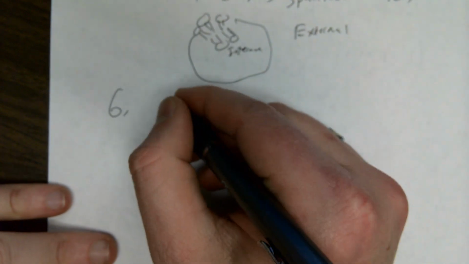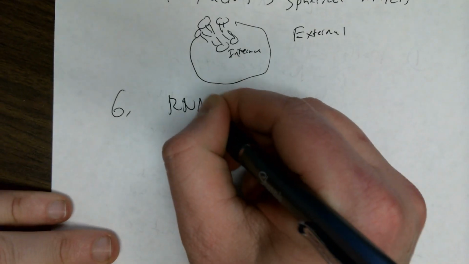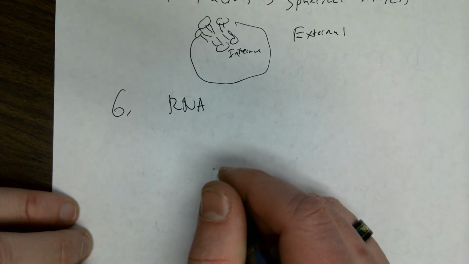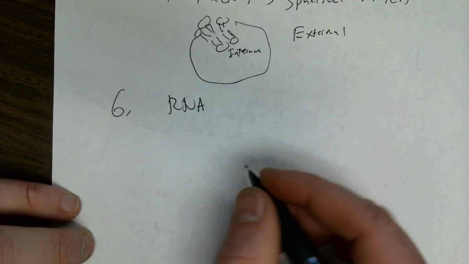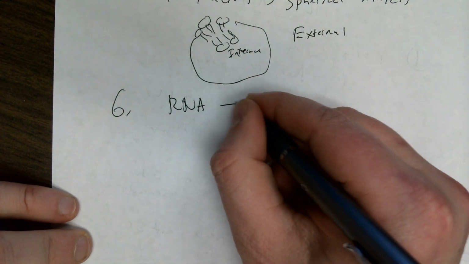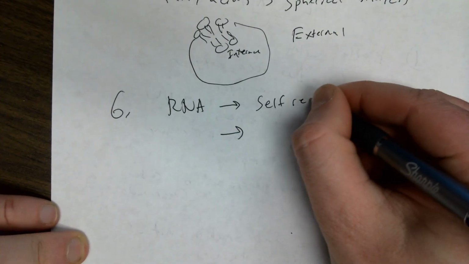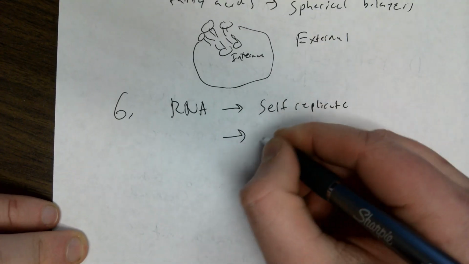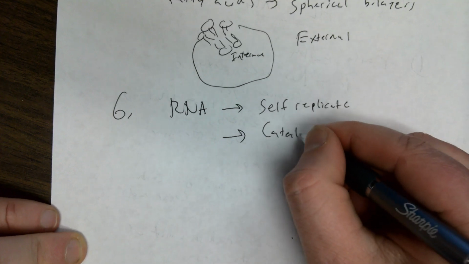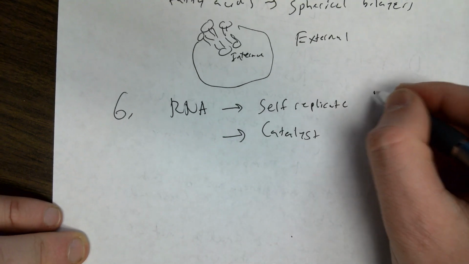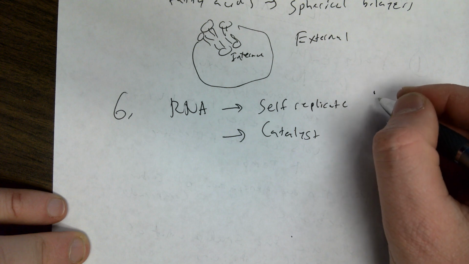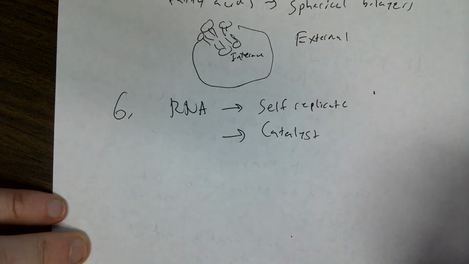When we talk about self-replication, we're pretty sure RNA was the first genetic material until DNA eventually outcompeted it. The reason we think it was RNA first is because RNA has 2 special properties. It can self-replicate, and it can act as a catalyst. And so it can be replicating itself as well as acting as a protein at the same time.